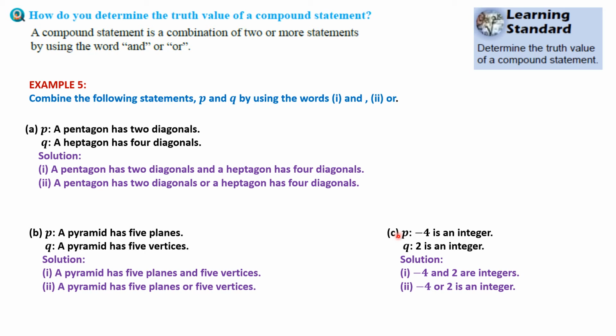Now we look at question C. Statement P, -4 is an integer. Statement Q, 2 is an integer. So if you combine these two statements by using the word and, you can combine like this: -4 and 2 are integers. If you use the word or, you can combine like this.